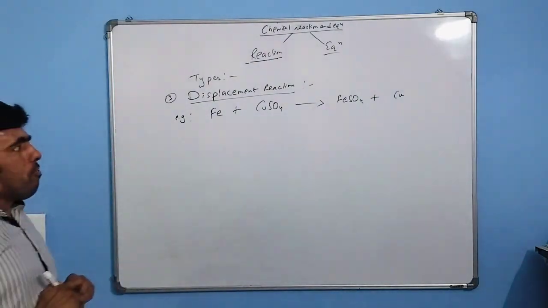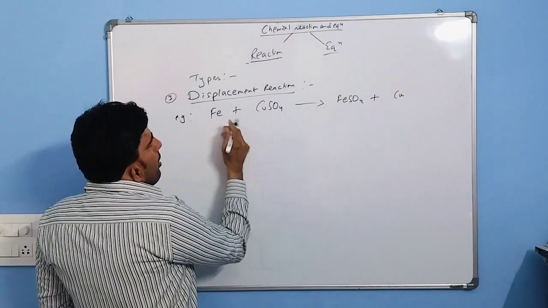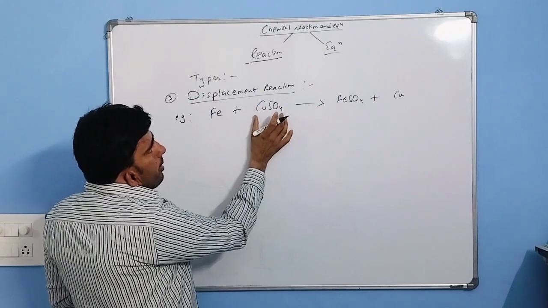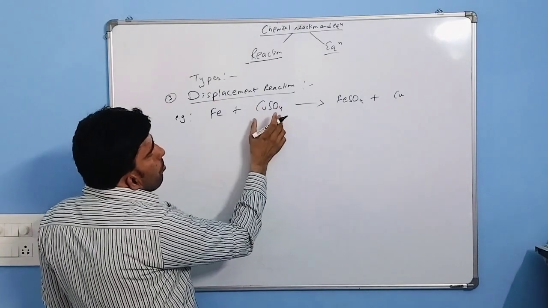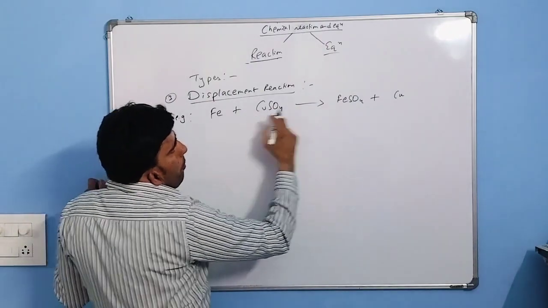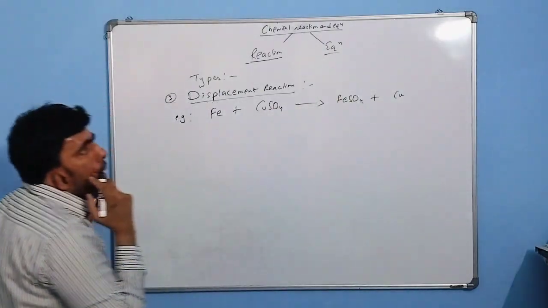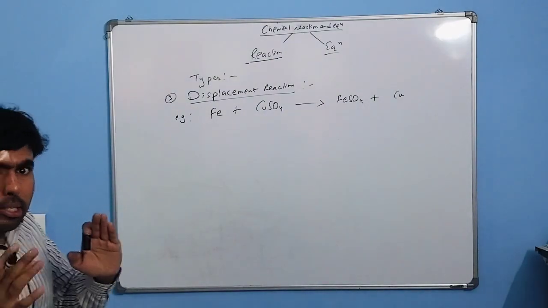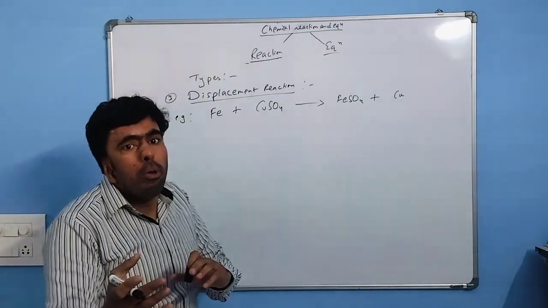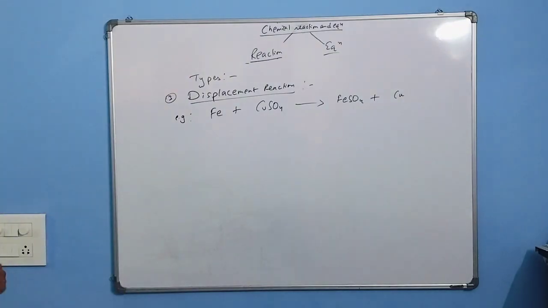Fe plus CuSO4. Here iron displaces copper from copper sulfate. Yes, and no, it makes a product with the sulfate and copper is left behind. Okay, so that is why this is also an example of a color change, which I was discussing earlier.